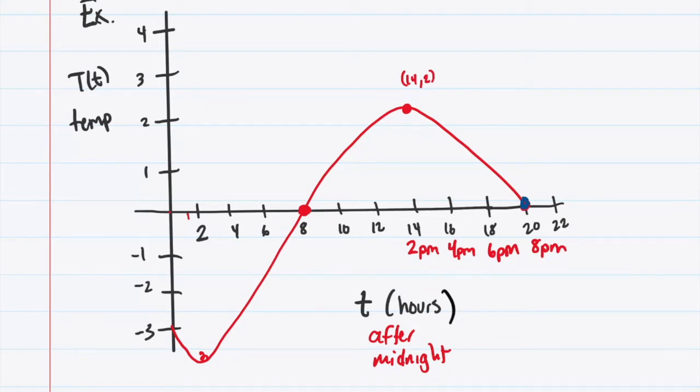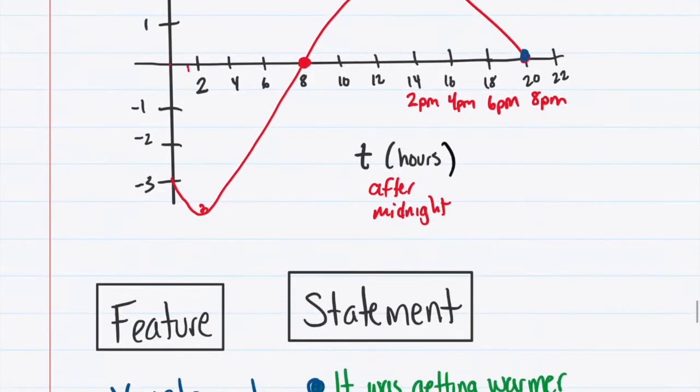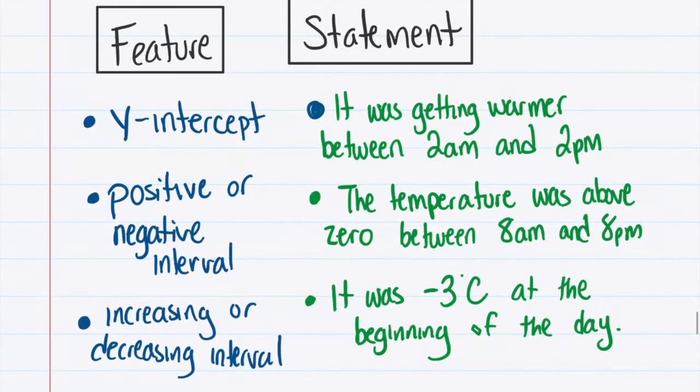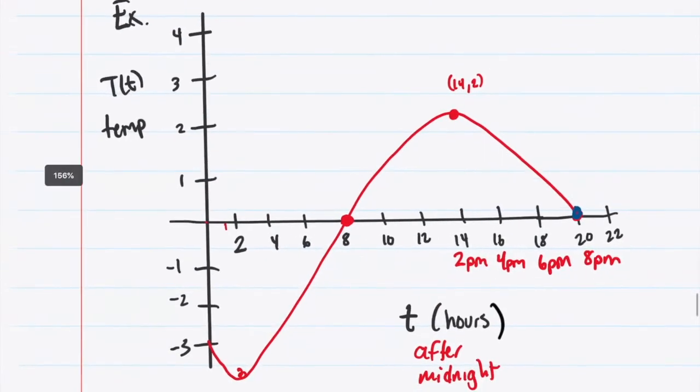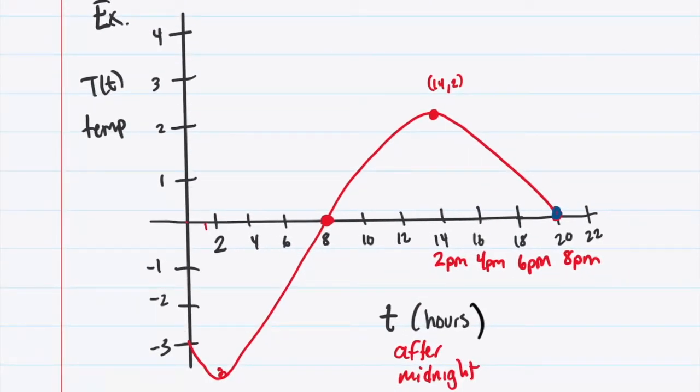So now that we got that out of the way, let's start thinking. You're given a couple of features and a couple of statements. The point of this activity is for you to match which one goes with what. If we're talking about the y-intercept, let's take a look at it. The y-intercept is the point that crosses the y-axis. It's crossing over here, guys, at -3.